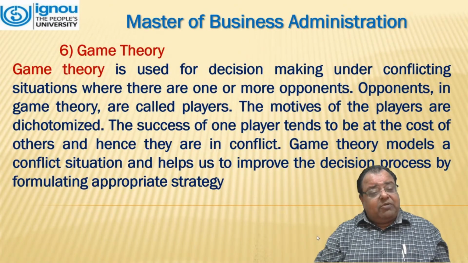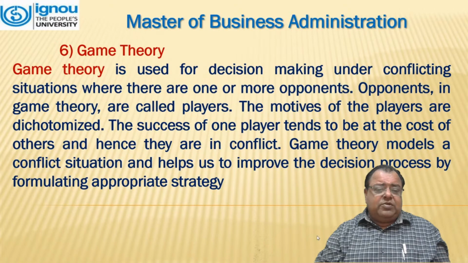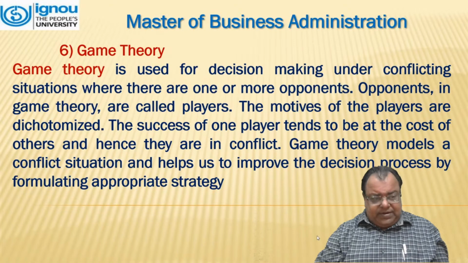Sixth one is game theory. Game theory is used for decision making under conflicting situations where there are one or more opponents. Opponents in game theory are called players.